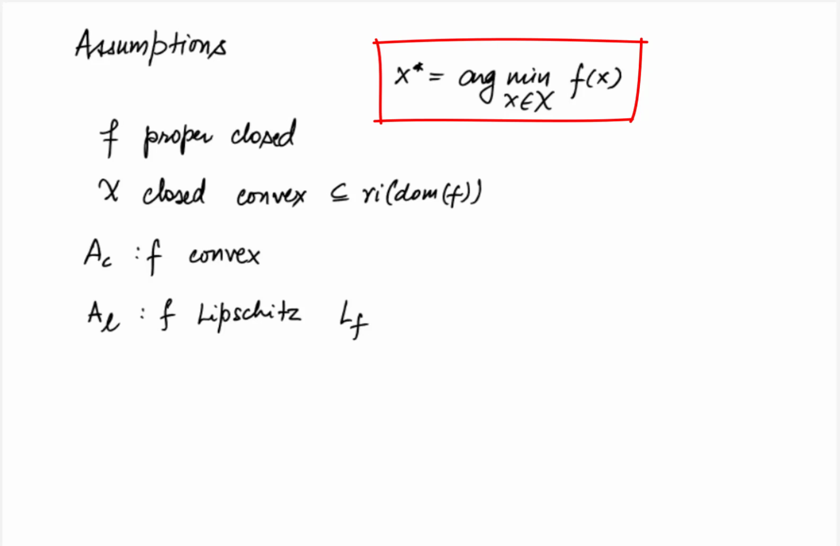The reason we need it is that we require the following result, that if f is LF Lipschitz, then the dual norm of the subgradient g is less than or equal to LF for all x in calligraphic X. We have already seen this result earlier. As you will see, this would be a critical component in all the proofs.